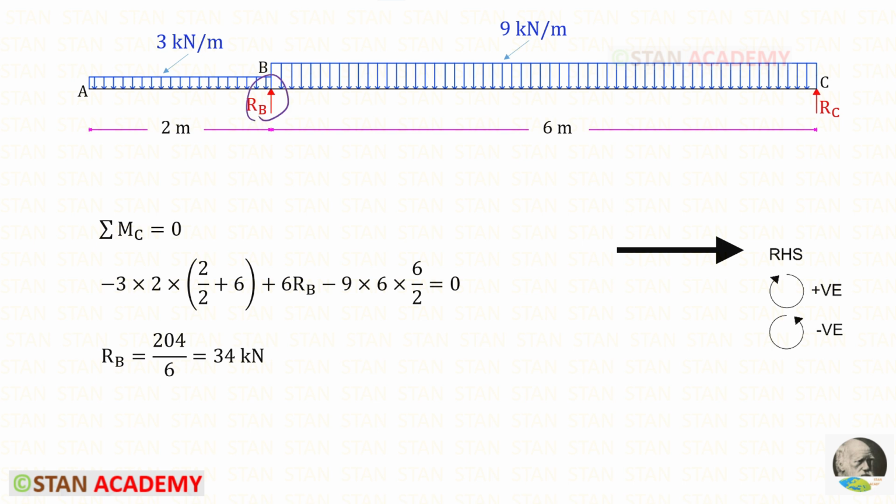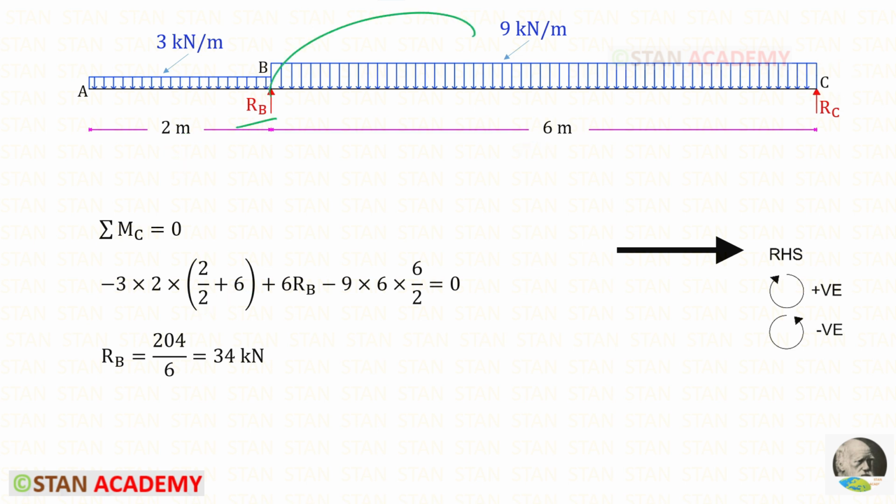To find RB, let us take a moment about C. In this case, we have to follow the right hand side rule. This UDL is acting in the anti-clockwise direction, so it will be negative. For the UDL, we have to multiply the area with the centroid distance. For this rectangle, the area is 3 into 2. We know that the centroid of a rectangle lies in the center. From the center, the distance to the point B will be 2 upon 2. But we are taking moment about C, so we have to add the remaining distance as well, which is 6.